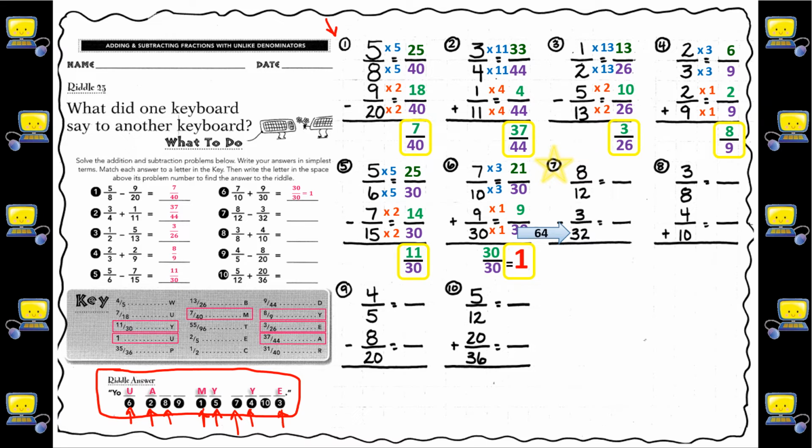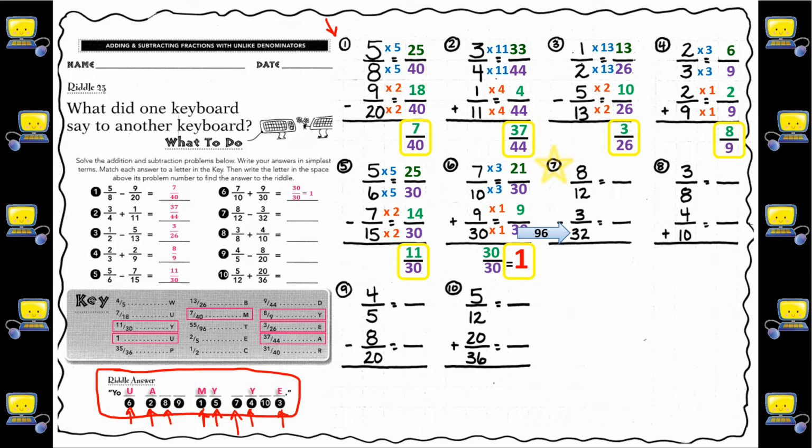5 times 4 is 20. 4 times 4 is 16. 20 times 1 is 20. 8 times 1 is 8. I keep the denominator 20. 16 subtract 8 equals 8.